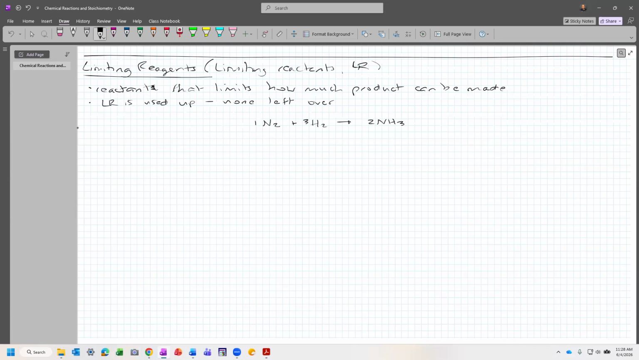Okay, so now let's change the question around a little bit. So let's say if you start with 1.5 moles of N2 and 1.5 moles of H2, how much NH3, ammonia, can theoretically be made?